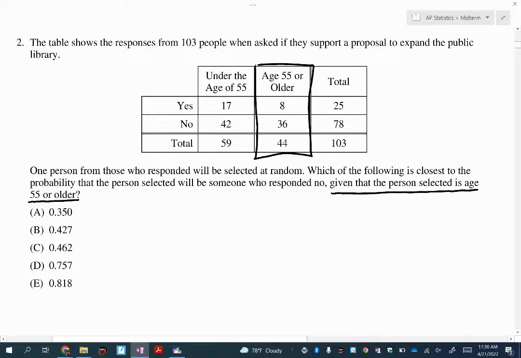All right, it says age 55 or older. So how many total people are age 55 or older? 44. So I know my fraction is going to be 44. All right, it says, what's the likelihood that we select someone who responded no? 36 over 44. Open that calculator. Open the calculator. I will open my calculator as well. Excellent. So you can find the answer already. And make sure that we're all understanding that you're not using decimals for this. You're using a calculator.